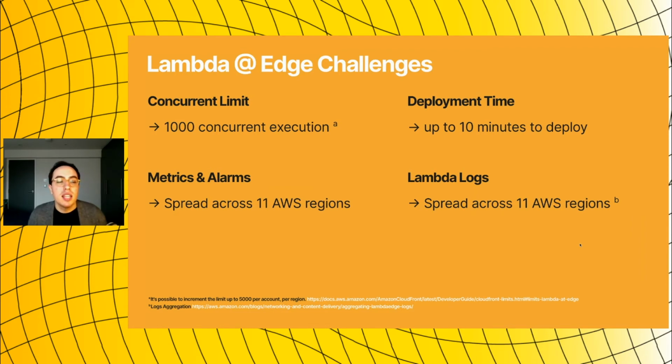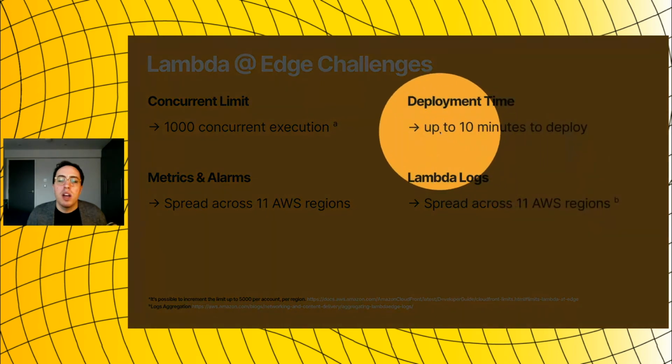Last thing I want to cover about Lambda Edge is some challenges that you have to face while dealing with them. So the first one is the concurrent limit. There are 1,000 concurrent executions per account per region. That's quite generous. You can ask AWS to increase that limit to 5,000 if you have good reason. And so do your own math. That's quite a generous limit. I recommend it for the vast majority of the cases. That's more than fine.